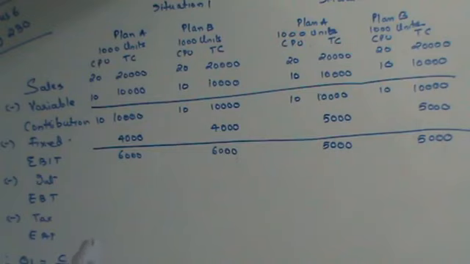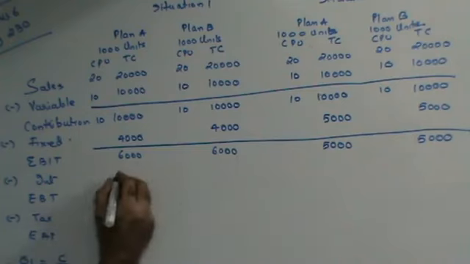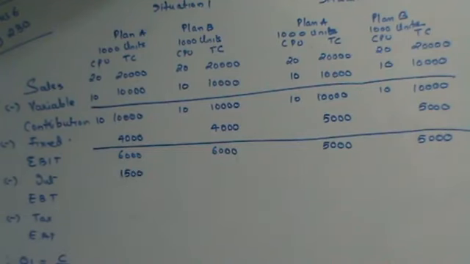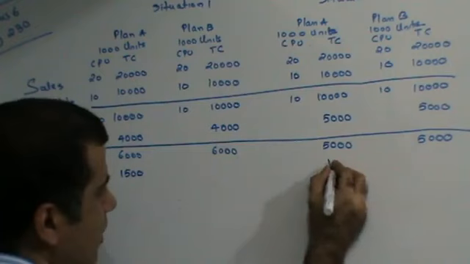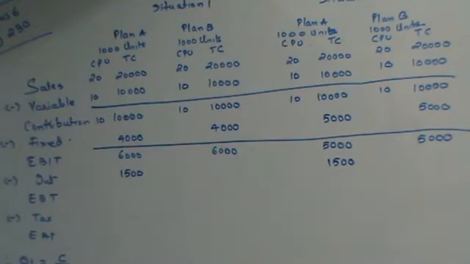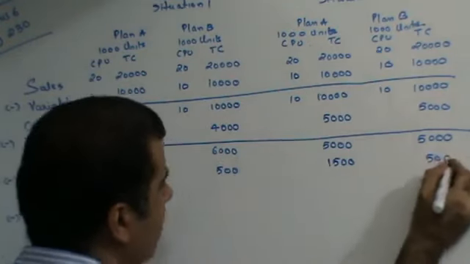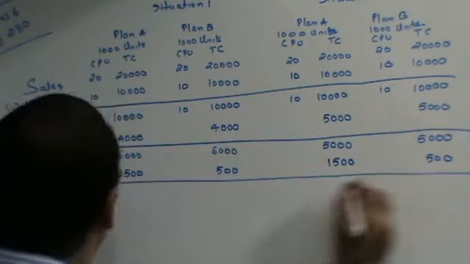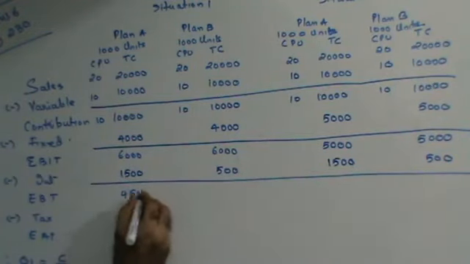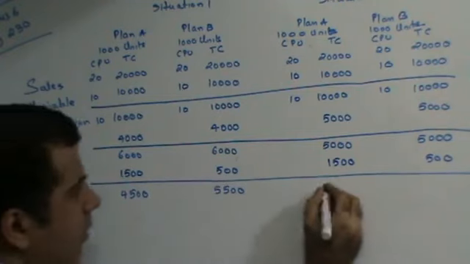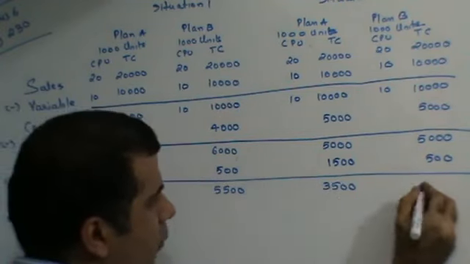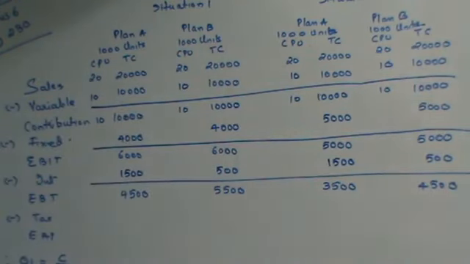They've given you capital structure. Debt is 15,000 and 5,000 for plan A and plan B, and cost of debt is given to you as 10%. 10% on 15,000 is 1,500. So for plan A, the interest is going to be 1,500. For plan B, it is 10% on 5,000, which is going to be 500. This gives you EBT of 4,500, 5,500, 3,500 and 4,500. There is no tax given, so you need not calculate the EAT.